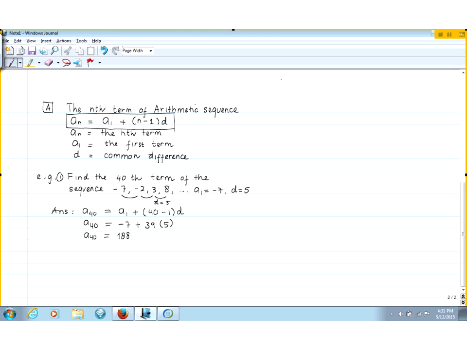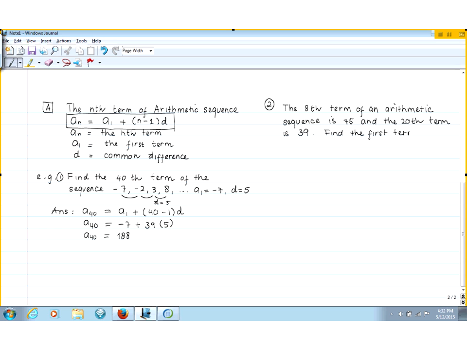All right. So number 2. The 8th term of an arithmetic sequence is 75, and the 20th term is 39. Find the first term and the common difference.